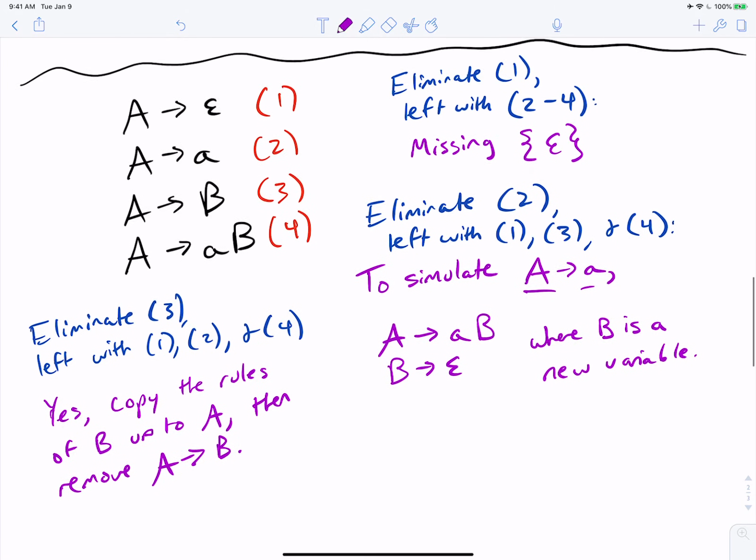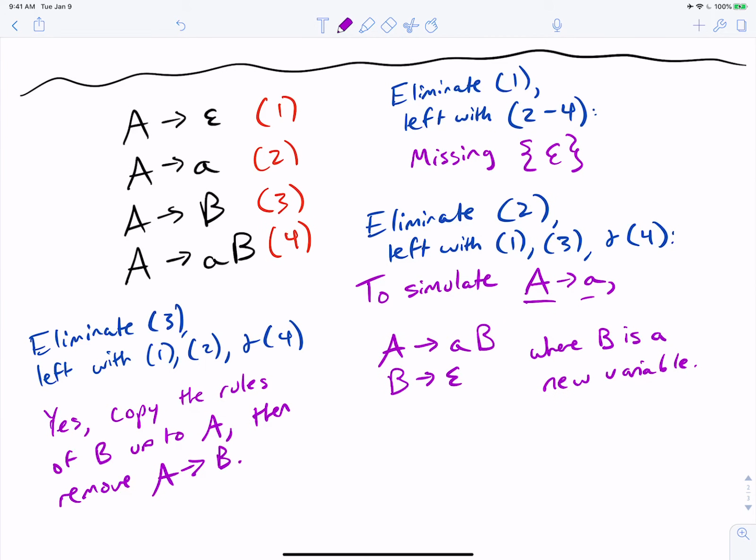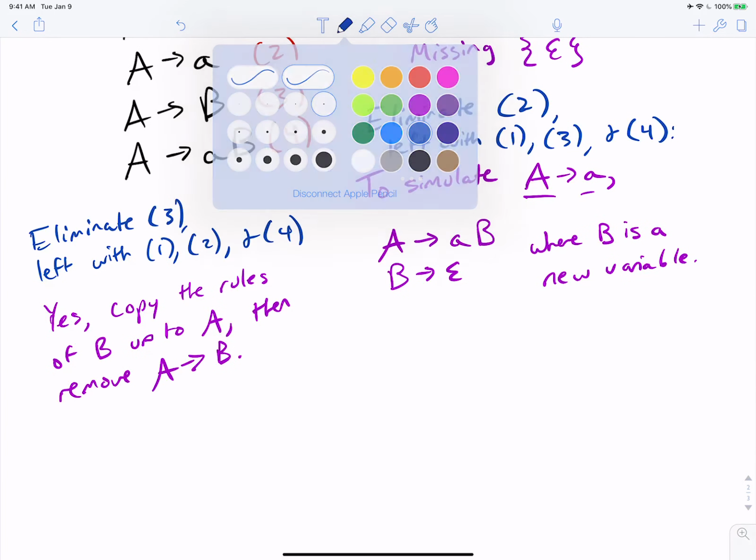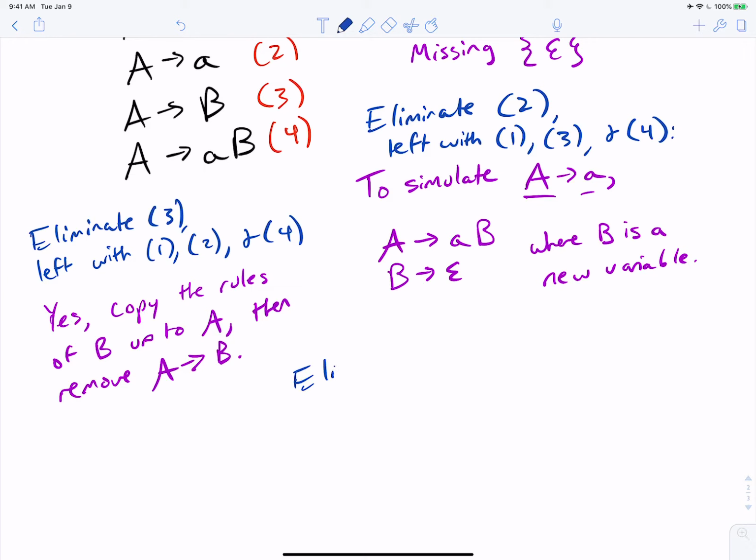So eliminating the first rule changes the set of languages. Eliminating 2 does not change it. Eliminating 3 does not change it. Let's do 4. So eliminate 4, left with 1 through 3.